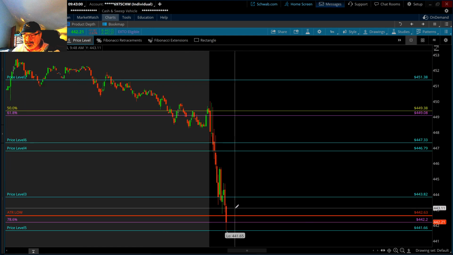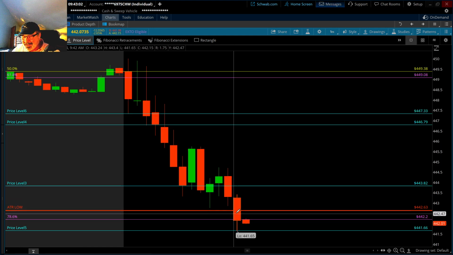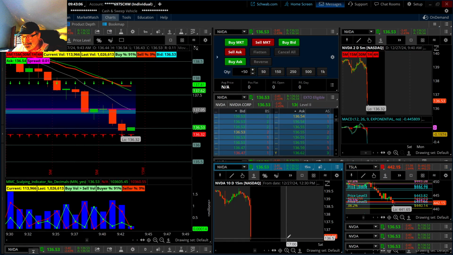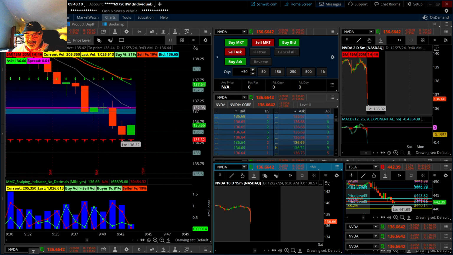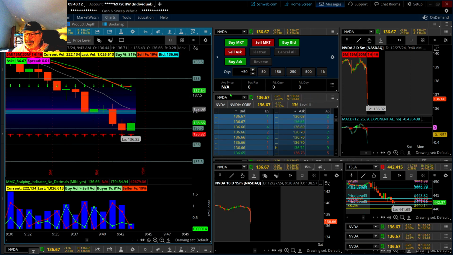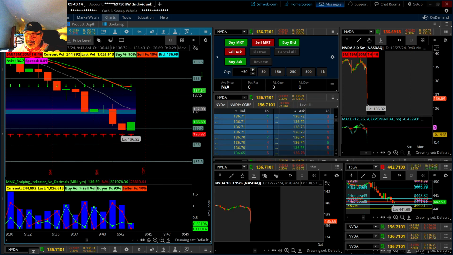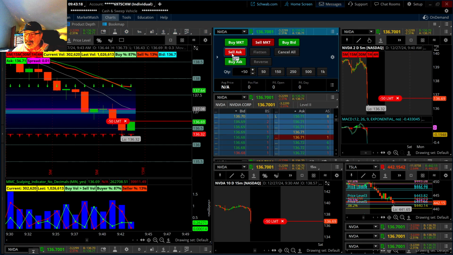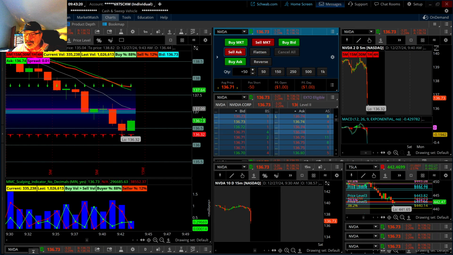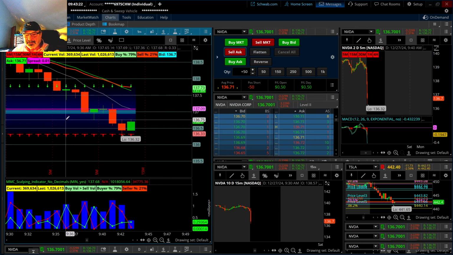Wow, Tesla's still going way down. It broke this. I'm thinking about going back there now. A little bit of FOMO there. So it seemed like it was done going down over there, so I was kind of like, wait a minute. All right, so I went in short here, and we'll see.